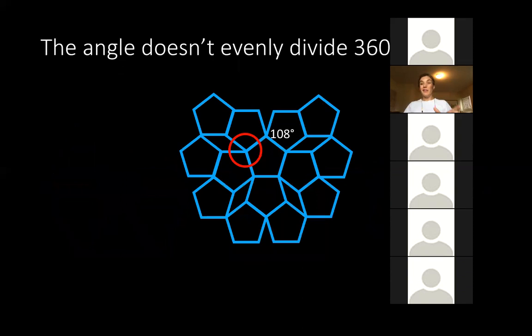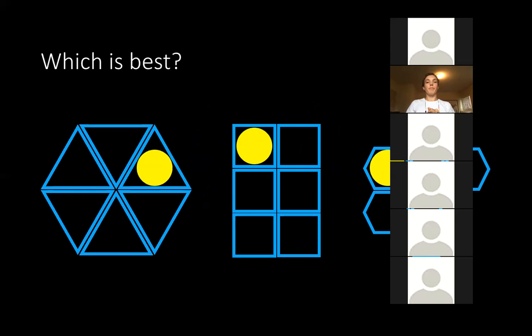So you can fit three of them at that intersection that I highlighted with the red circle, but then there's a little bit left over where a pentagon can't fit in. So of all the possible shapes, you can have eight-sided polygons, 10-sided polygons, a million-sided polygons. These are our only three options. So now we have to determine which of these three is best for storing your eggs in.